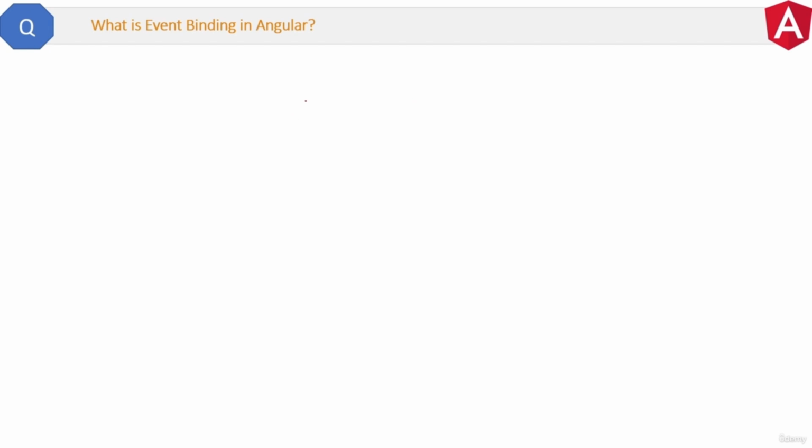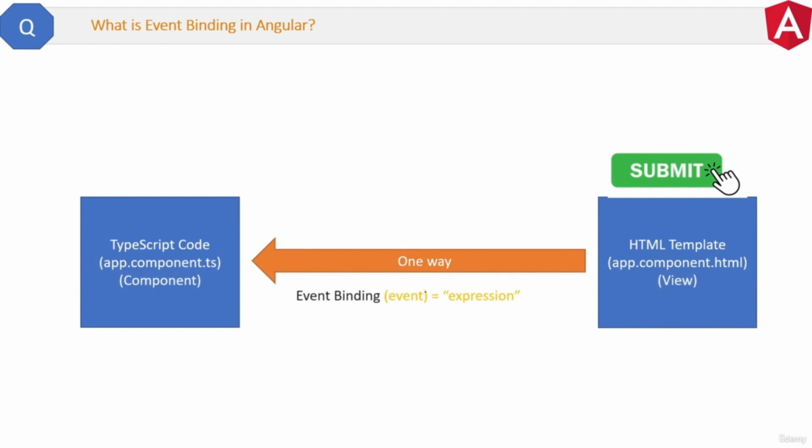Here is the question. What is event binding in Angular? This is the flow of data in case of event binding. When the user does some action like a button click or mouse over in the HTML form, you can catch that action in the component file with the help of event binding. These actions are also called events.